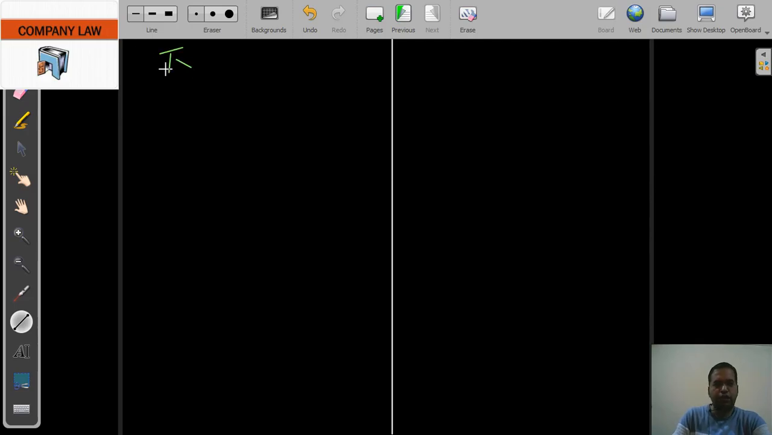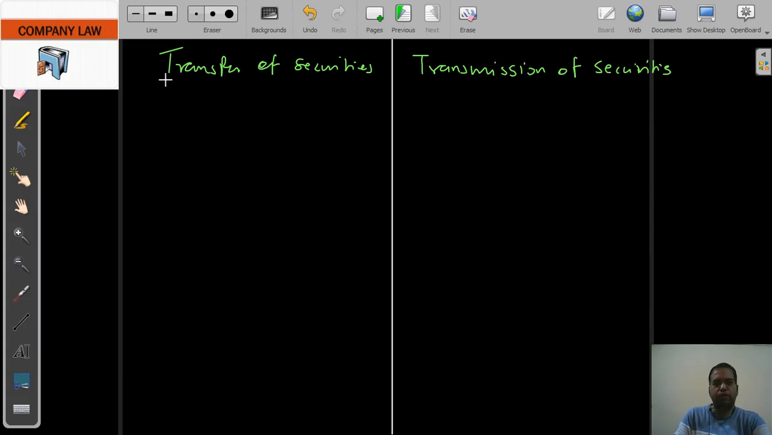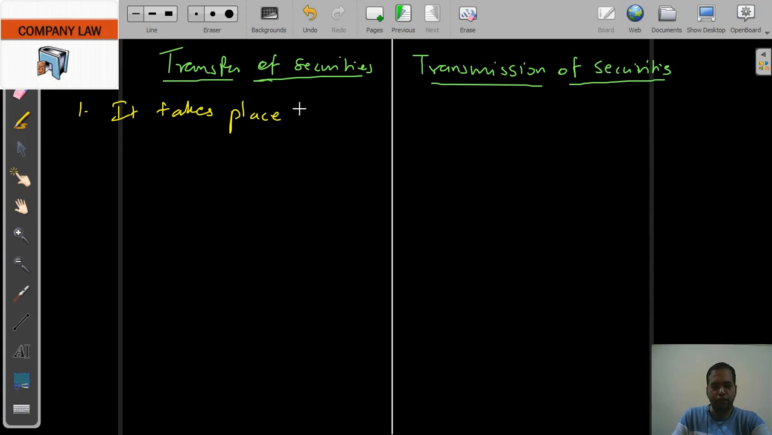So first we are talking about transfer of securities, and then transmission of securities. So basically, transfer takes place by, you can say, voluntary act of parties.